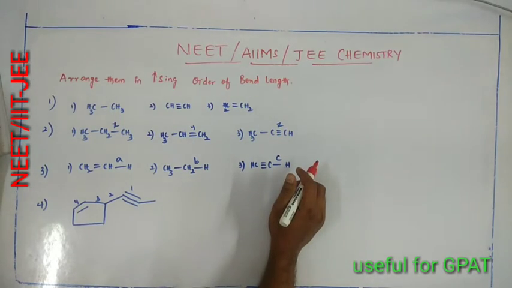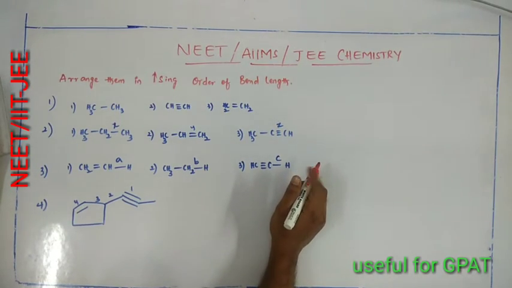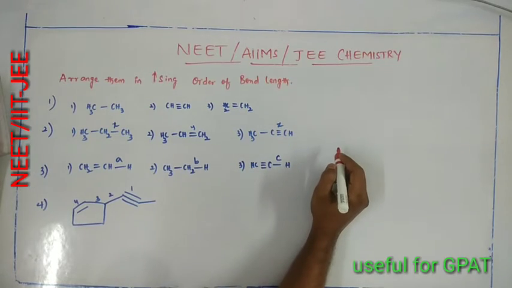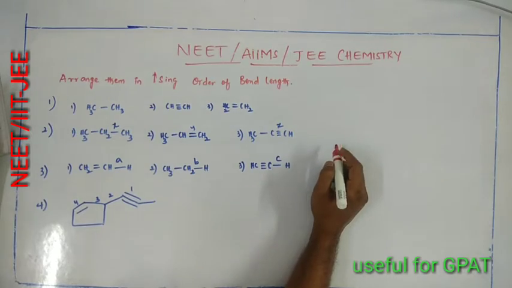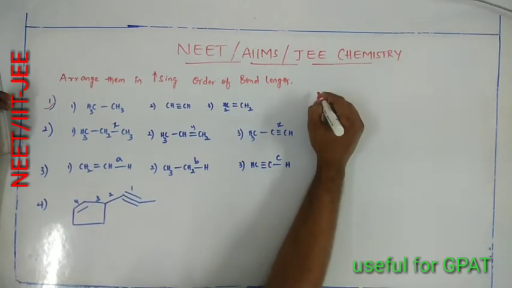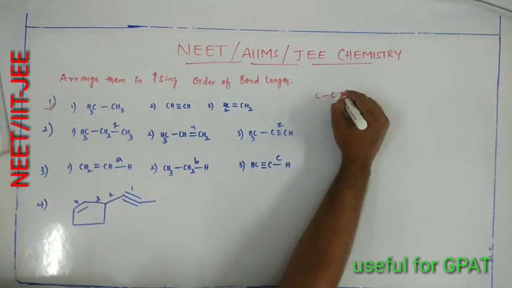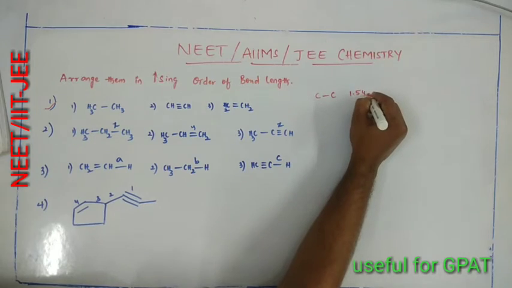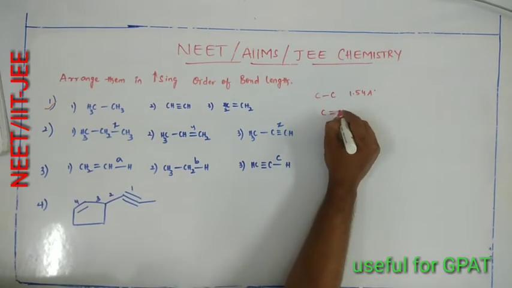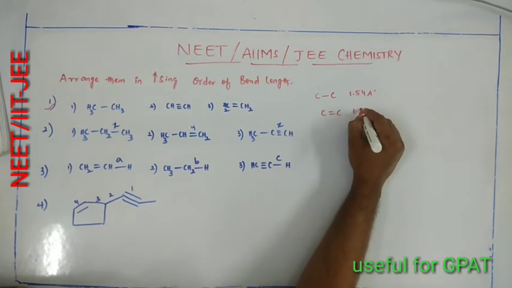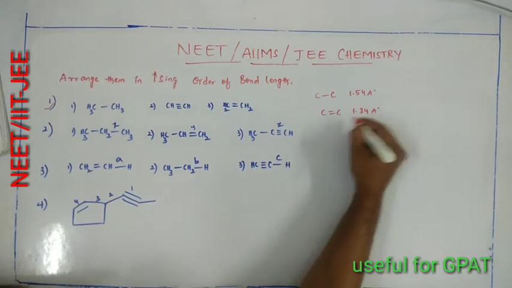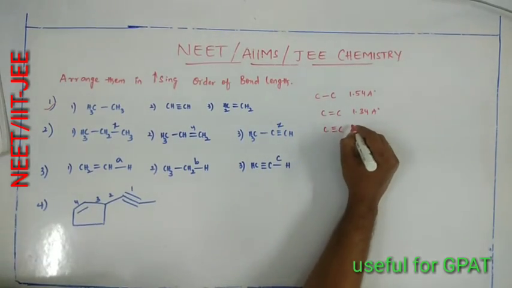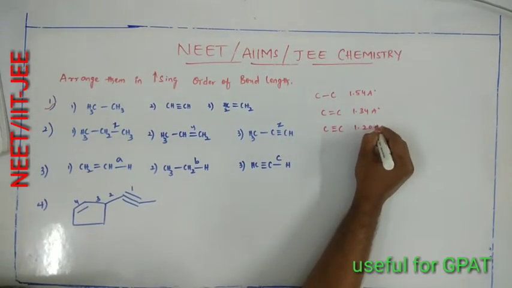Arrange them in increasing order of bond length. Here we have a few questions, and we need to arrange them in increasing order of bond length. You know that the carbon-carbon single bond length is 1.54 angstroms, the carbon-carbon double bond length is 1.34 angstroms, and the carbon-carbon triple bond length is 1.20 angstroms.